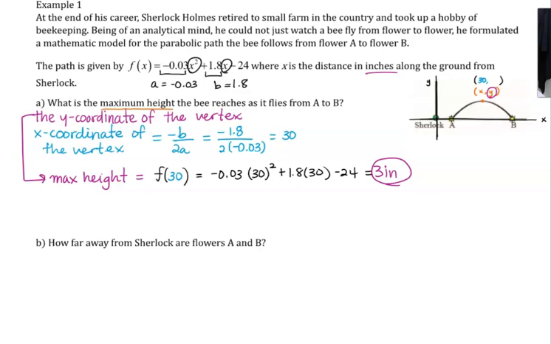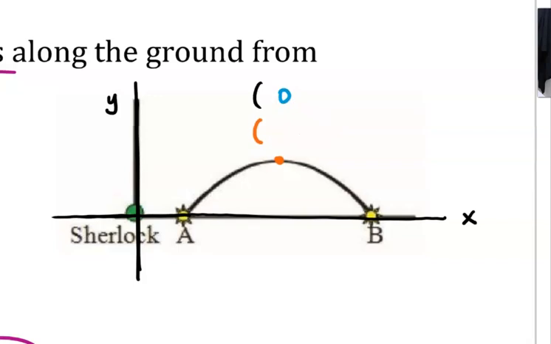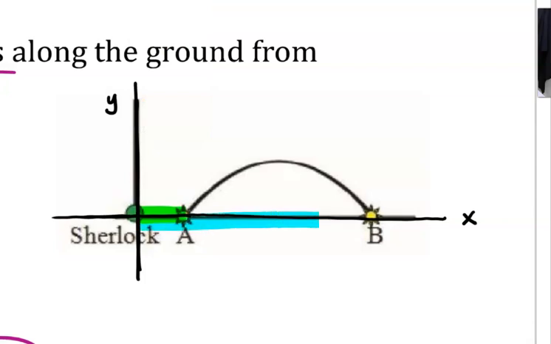Moving on to part B. Part B asks us, how far away is Sherlock from flowers A and B? So looking at the graph here, I'm going to erase this because we're no longer interested in the max height. What we want to know is, what is this horizontal distance here? How far is Sherlock from flower A? And what is this horizontal distance here? How far is Sherlock from flower B? Well, because Sherlock is along the y-axis, really all we need to know is what are A and B. What are the x-intercepts of this quadratic function?